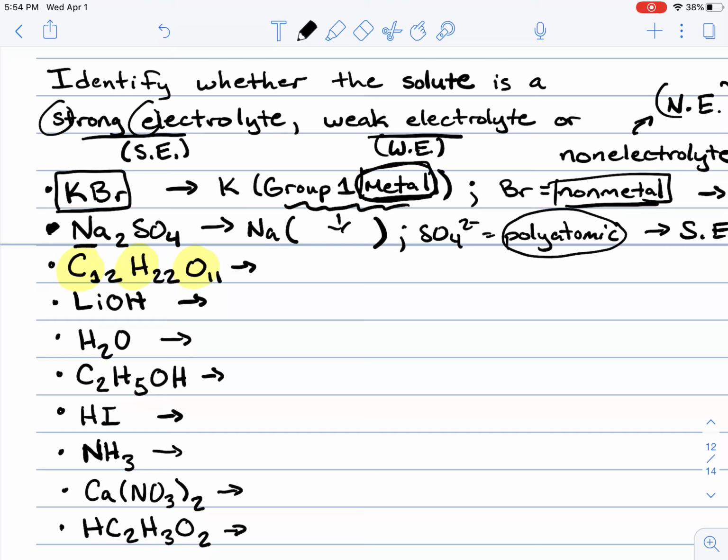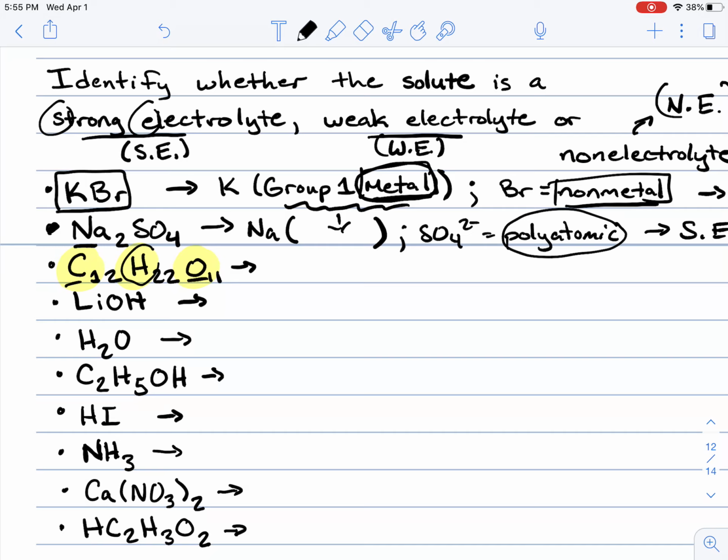However, it's just one of those exceptions. So hydrogen is not a metal. It's actually a gas, H2 gas. So remember your diatomic gases. And so therefore, since hydrogen is not a metal, it's going to be considered a nonmetal. And so all three of these are nonmetals.